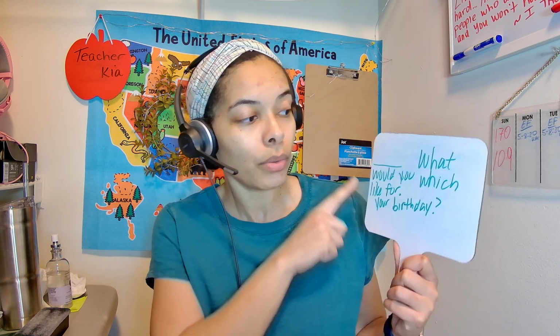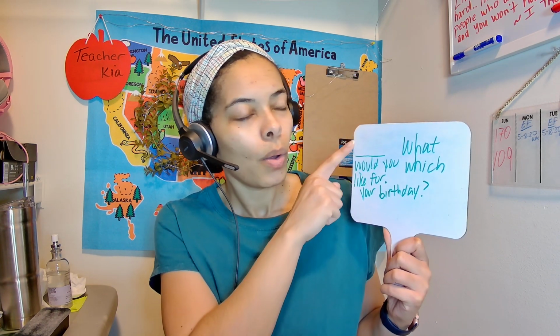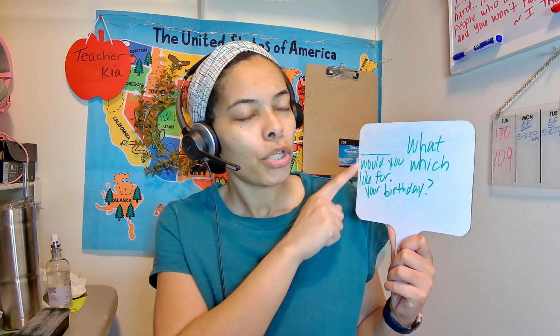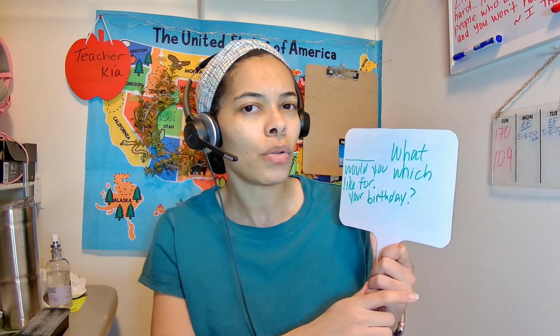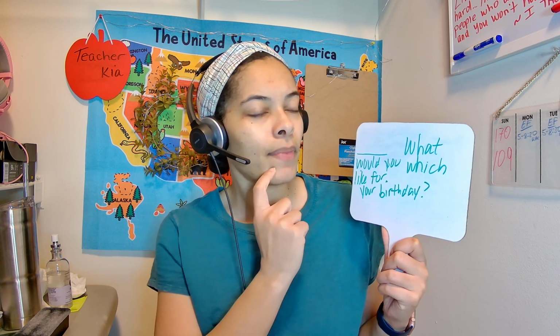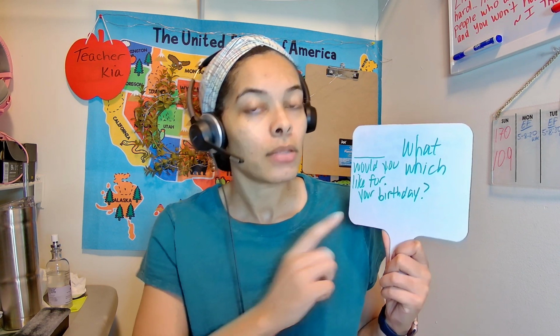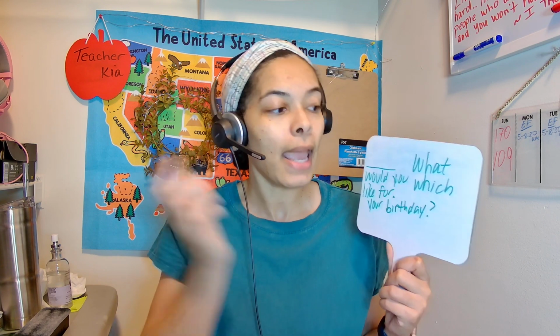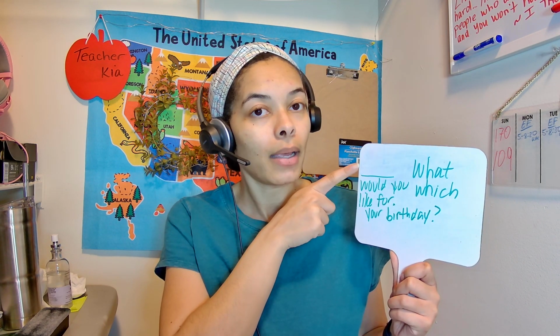So what I would do is I would do the wrong one probably first, and I would say, which would you like for your birthday? Which would you like for your birthday? And then I would erase that and type what. What would you like for your birthday? So I will let them hear it both ways and then tell them circle the word to fill in the blank. Okay? So that is how I would teach that.